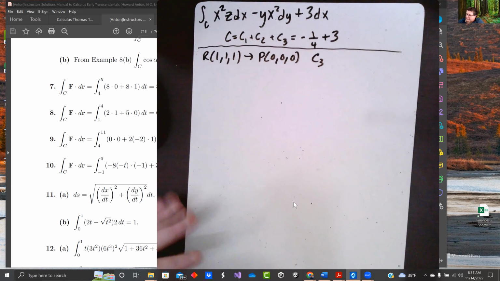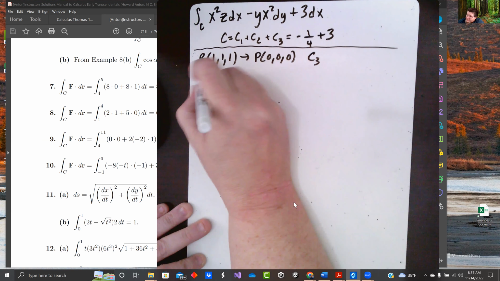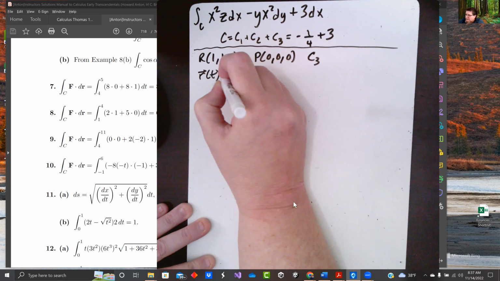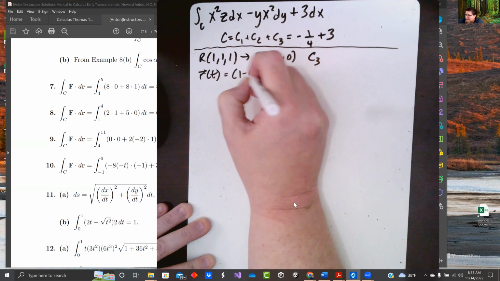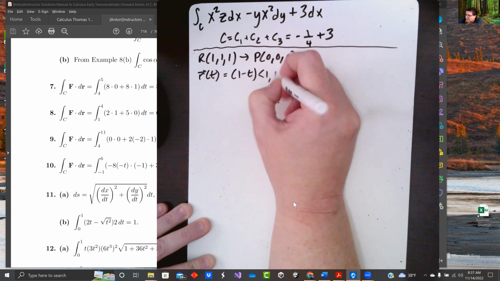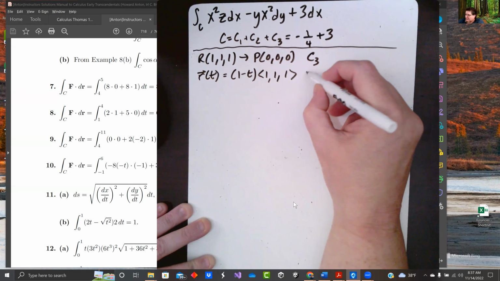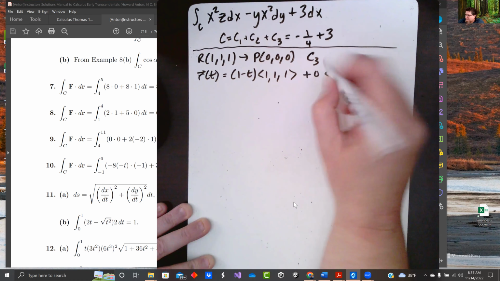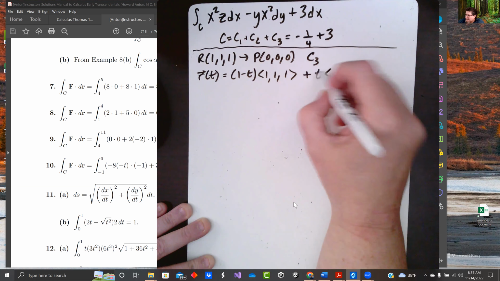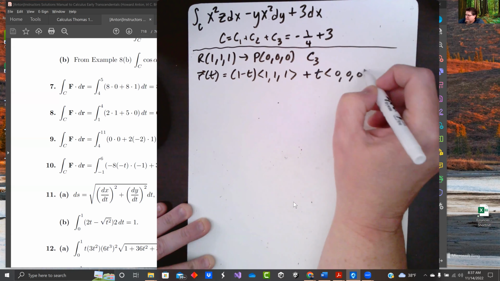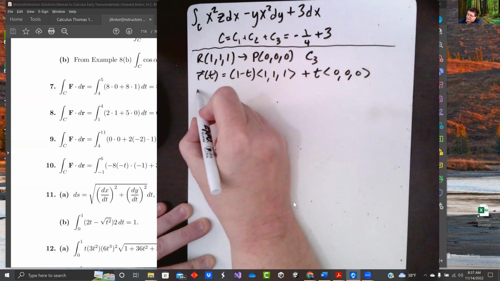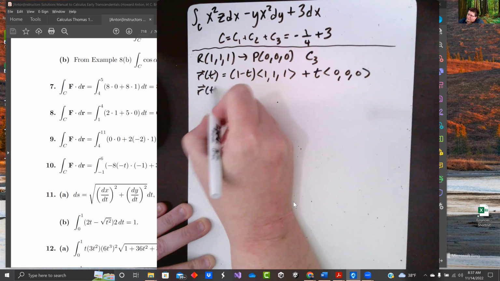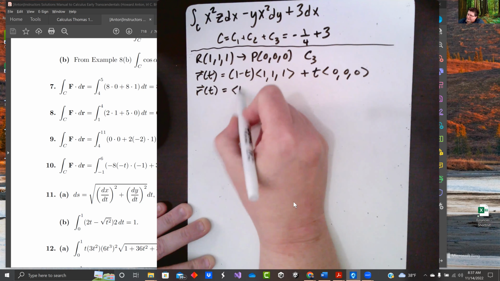So let's just do our C3. Let's figure out what R of T is. R of T starts at 111. So we've got 1 minus T times 111 plus T times 000. So R of T equals 1 minus T for each component.